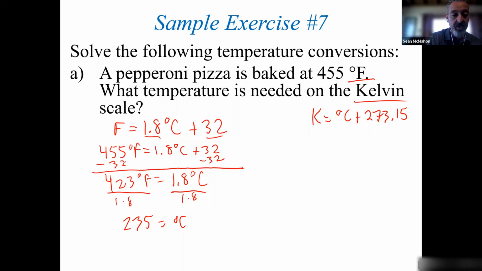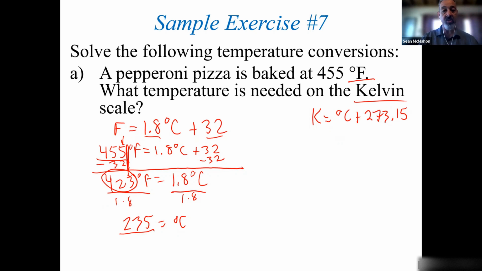So when I did this subtraction here, I used the original 455, which is at the ones place. So my final answer had to be at the ones place, which is 423. When I divided by the 1.8, I'm not using the 1.8 and saying it's 2 sig figs. I'm using the 423. It should be 3 sig figs. And I'll repeat that because that's a little tricky, because I'm actually using two different rules. I'm using the addition subtraction rule, and then I'm using the multiplication division rule.